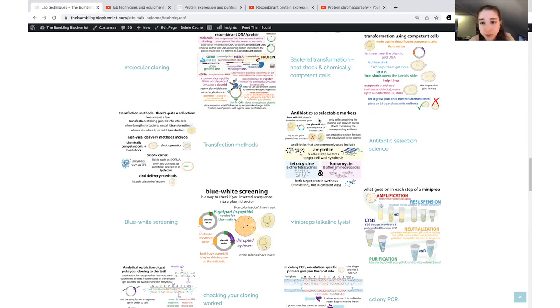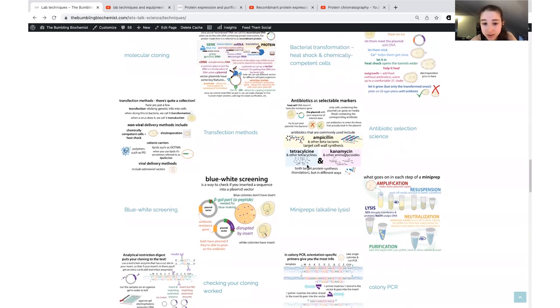Typically, our plasmid, in addition to the gene of interest, carries the instructions for making an antibiotic resistance protein. So if your transformation worked and the plasmid is in the cell, the bacteria that contain the plasmid will be able to survive in the presence of the antibiotic, whereas bacteria that didn't take in the plasmid won't. And so we can use these antibiotics as selectable markers to select for the cells that took in the plasmid.